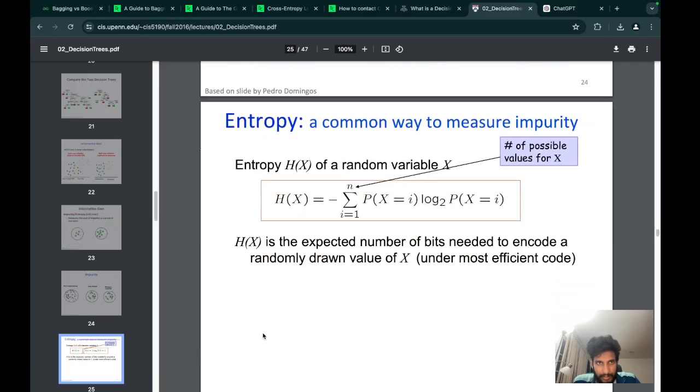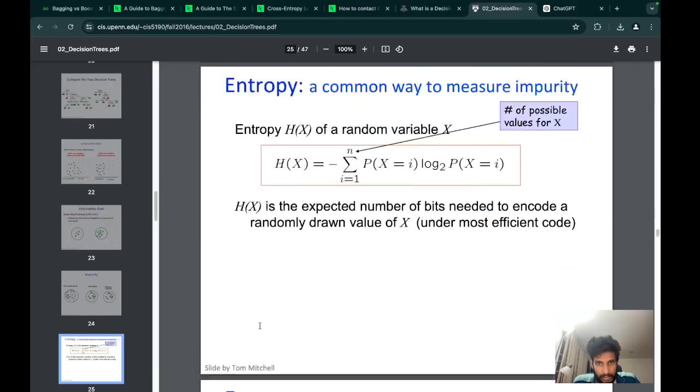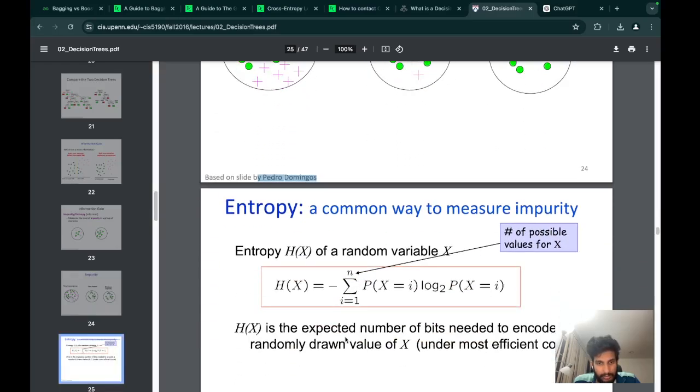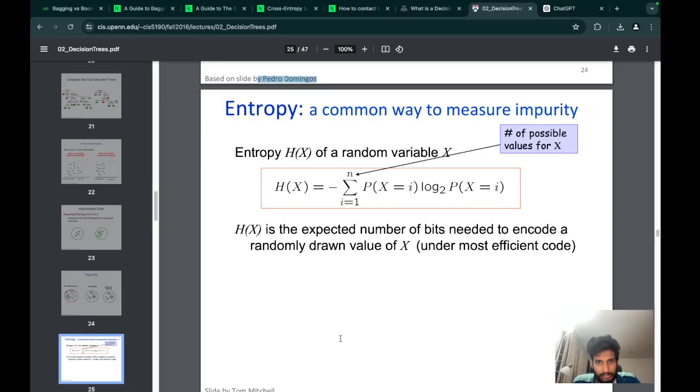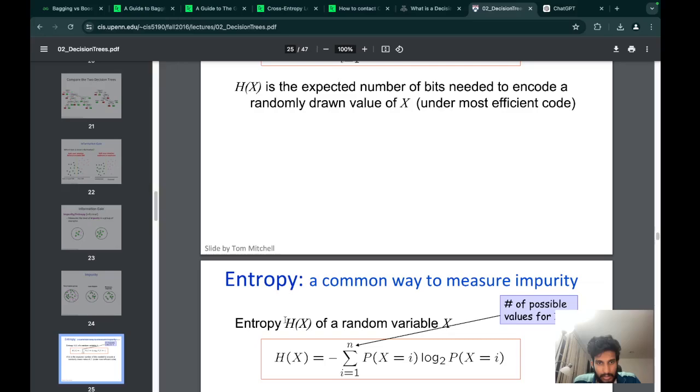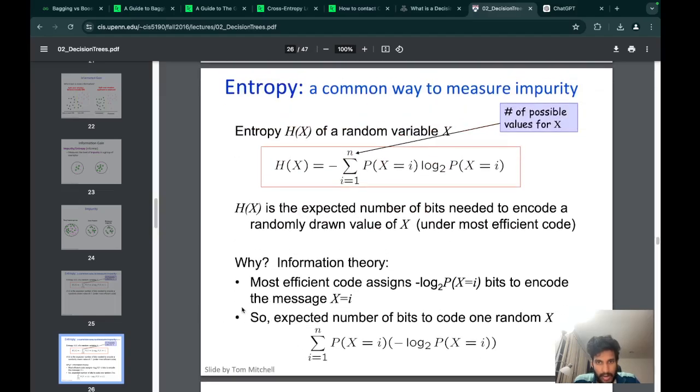Yeah, these guys took the slide from Washington. At least they gave the credit. If I don't understand here, I'm just gonna look for Tom Mitchell slides.